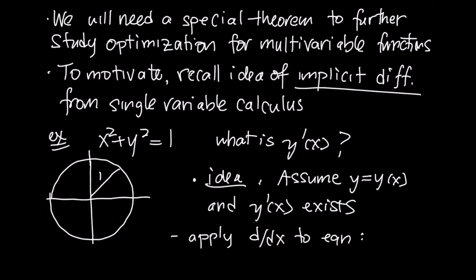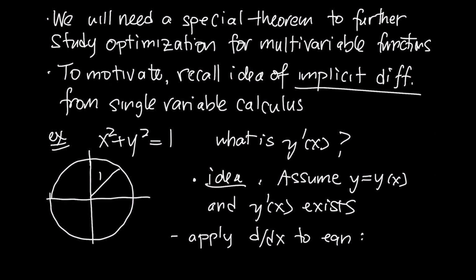In order to study optimization of multivariable functions a little further, we're going to need a special theorem. Now, to motivate this theorem, we're going to go back to an idea from single variable calculus, and we'll talk about implicit differentiation. As an example, let's take the unit circle x squared plus y squared equals 1. What is the derivative y prime of x here?